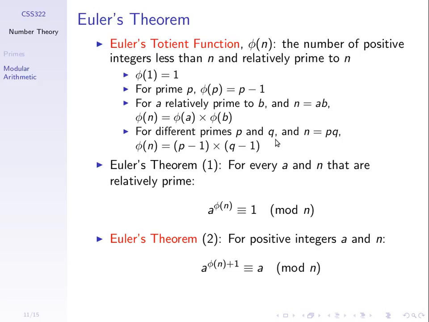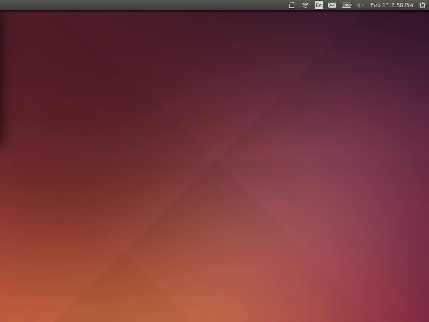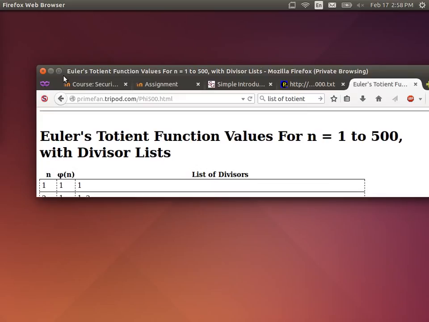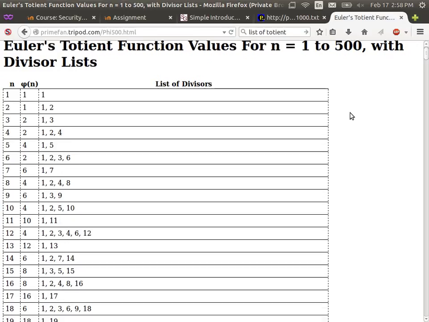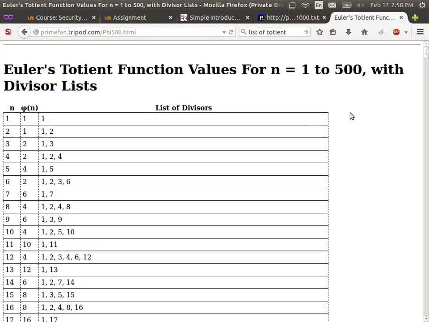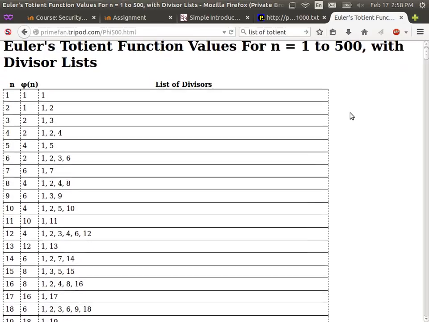Okay. And that's what I didn't make clear in the lecture last week. P and Q must be different. They cannot be the same. If they are the same, there's another way to calculate the totient, but we just don't use that. Don't use this in the quiz. In the quiz, you calculate yourself. But this is just a table of the totient of the first, I think, 1 up to 500.